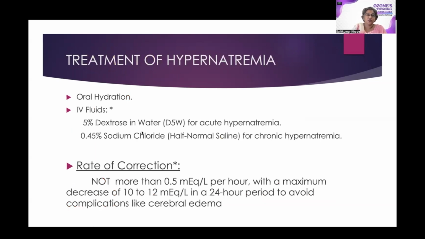5% dextrose is the choice of fluid. 0.45% sodium chloride, that is half saline, can be given in chronic hypernatremia. Again, it is crucial to correct hypernatremia also slowly, not more than 0.5 milliequivalents per liter per hour, and a maximum of 10 to 12 milliequivalents per liter in 24 hours, to avoid complications like cerebral edema.